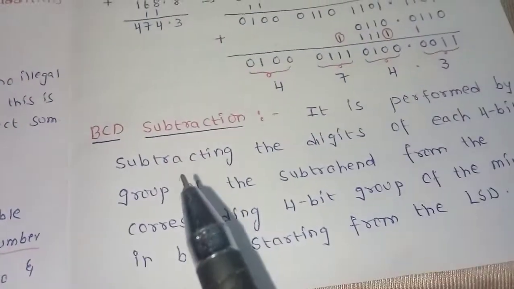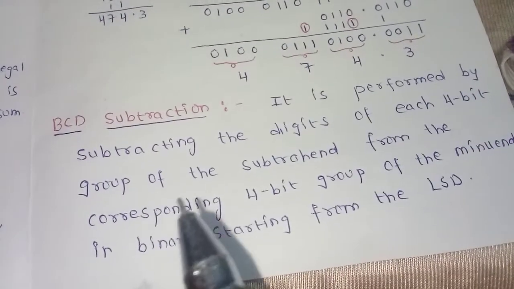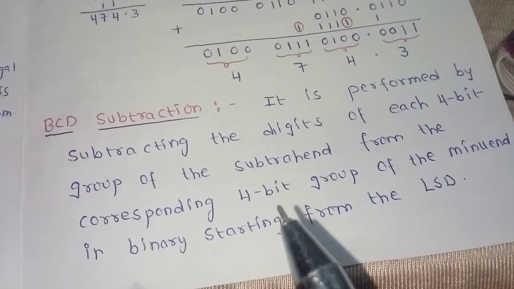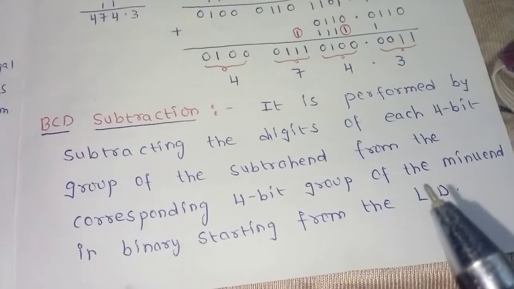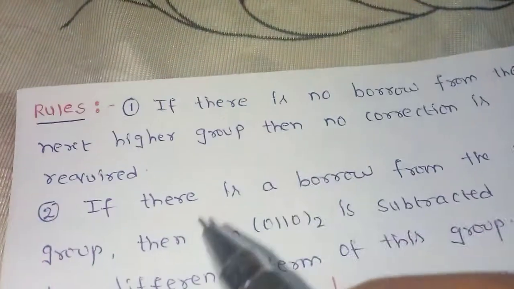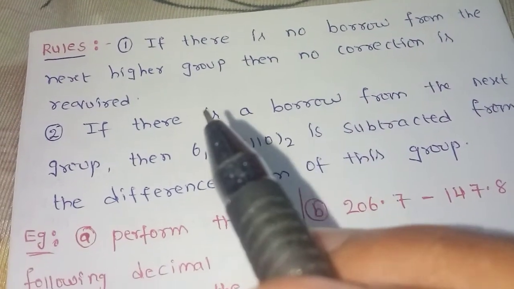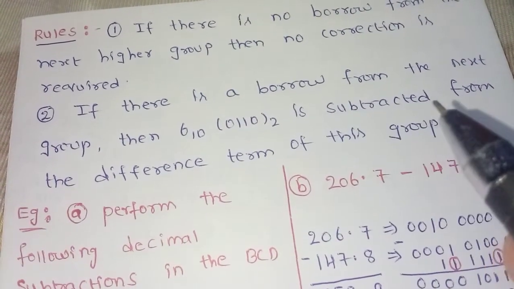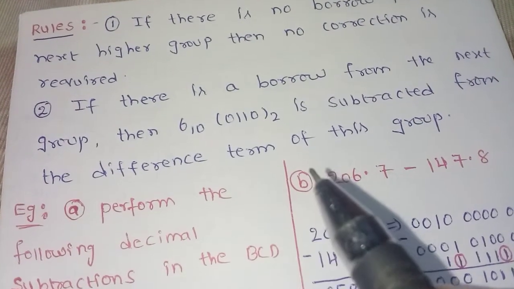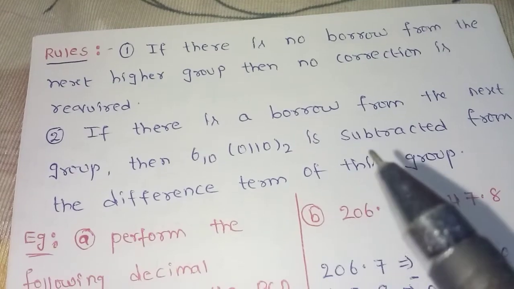Now coming back to BCD subtraction, it is performed by subtracting the digits of each 4-bit group of the subtrahend from the corresponding 4-bit group of the minuend in binary, starting from the LSD. Look at the rules and examples. If there is no borrow from the next higher group, then no correction is required. If there is a borrow from the next group, then 6 is subtracted from the difference term of this group. In subtraction, there is no word as legal or illegal.